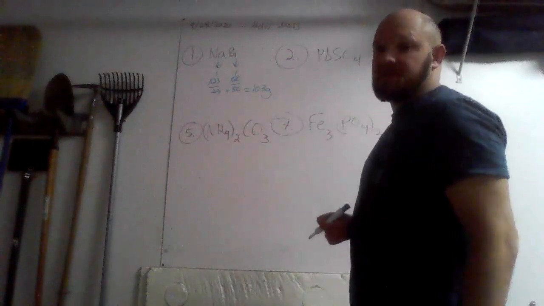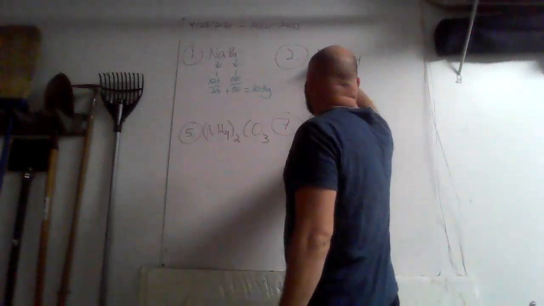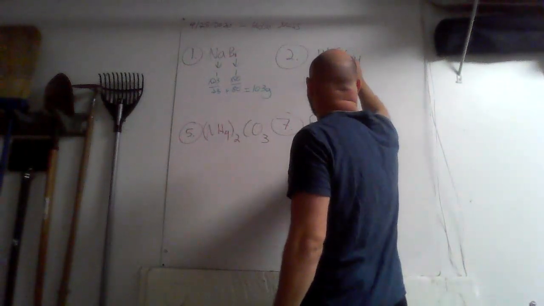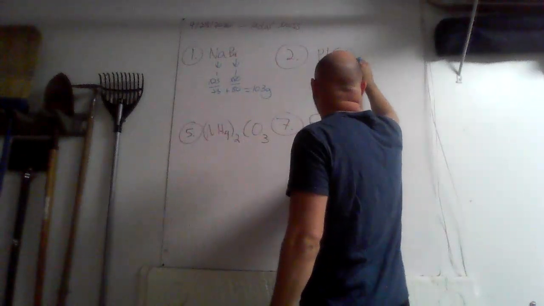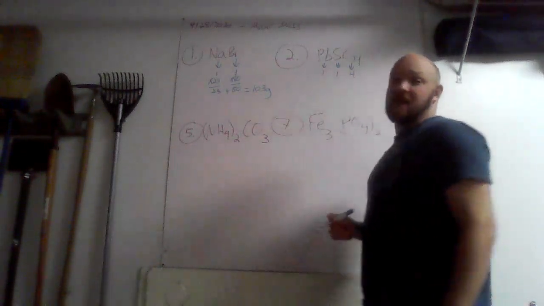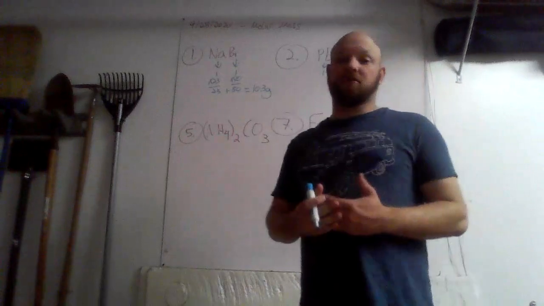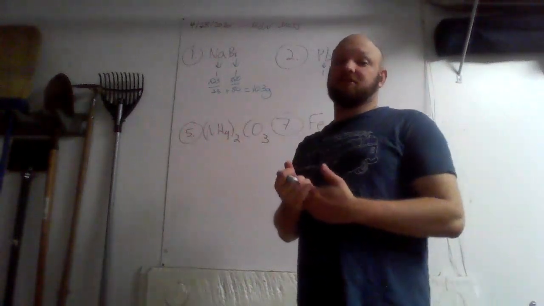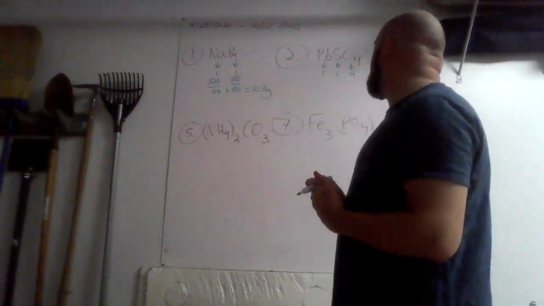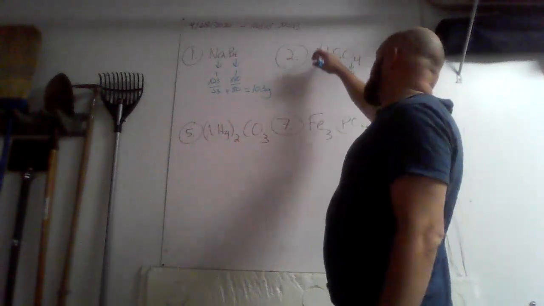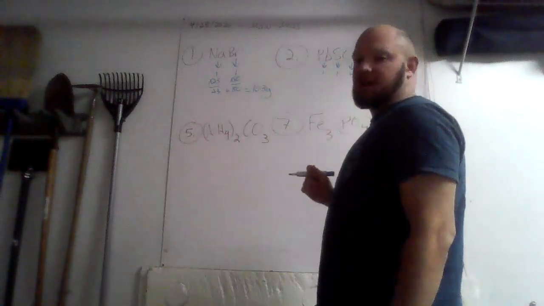Lead sulfate, PbSO4. So we have 1 lead, 1 sulfur, and 4 oxygens, okay? This is what's going to trip some of you up. You have to learn how to use your parentheses. It's just like in math with the distributive property. If you don't see parentheses, you have however much is attached to that one.